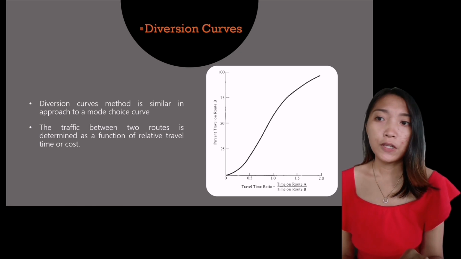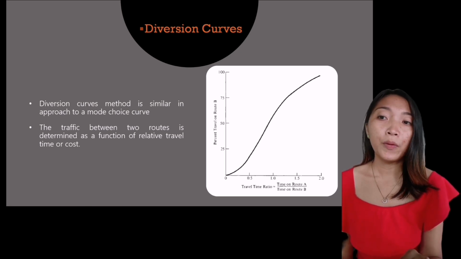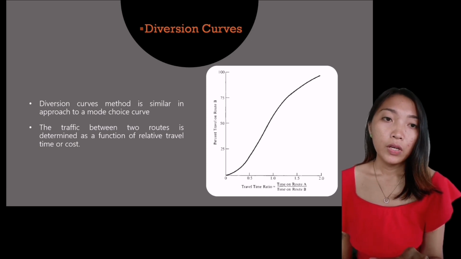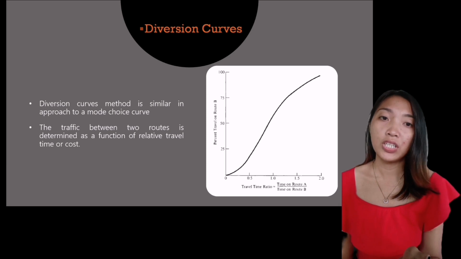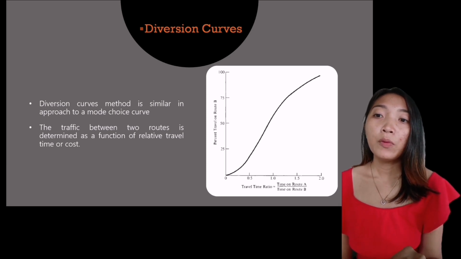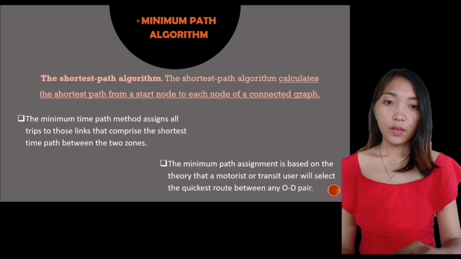So unsa man ang diversion curves? The diversion curves method is similar in approach to a mode choice curve. Kung nakabalo mo kung unsa tong mode choice, similar ni siya dito. So the traffic between two routes is determined as a function of relative travel time or cost.